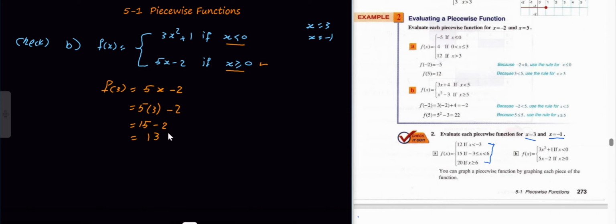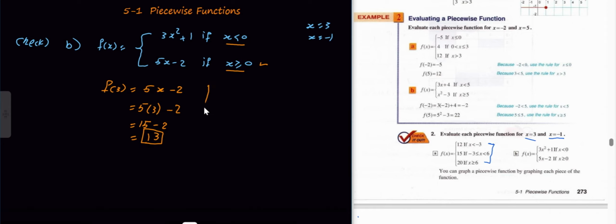The difference from the previous example is that there we don't have x, so we put the number as itself, but here we have x, so we have to evaluate the function. Because we have the value of x, we put it here, so our final solution will be 13. So f(x) equals 13.